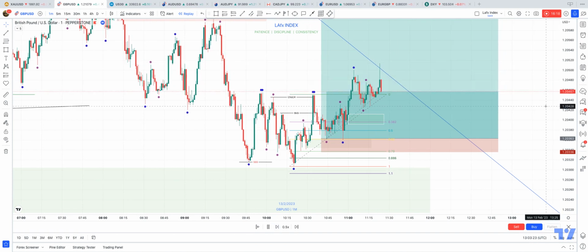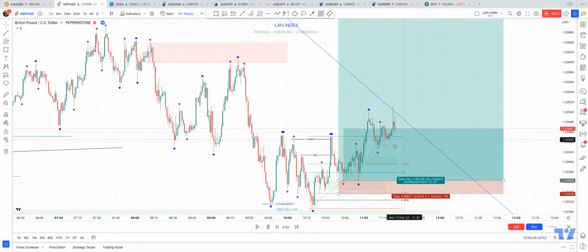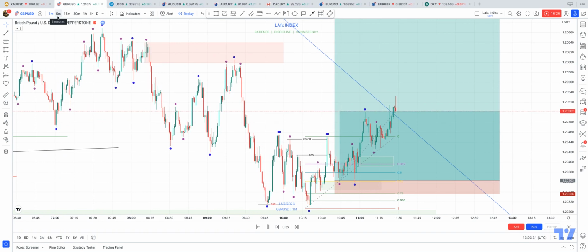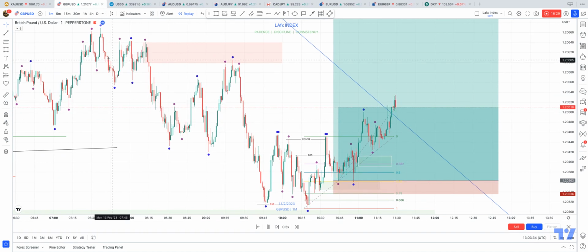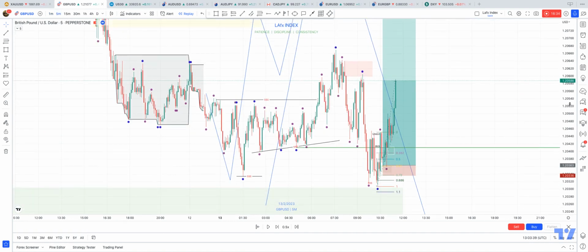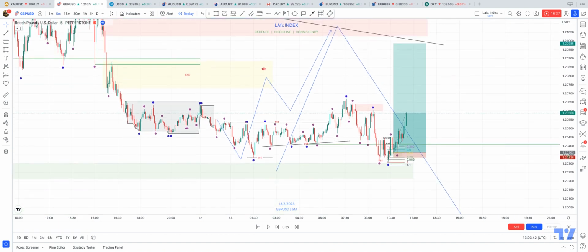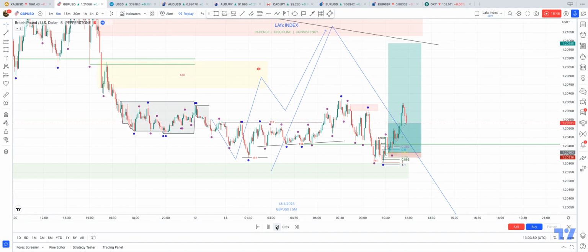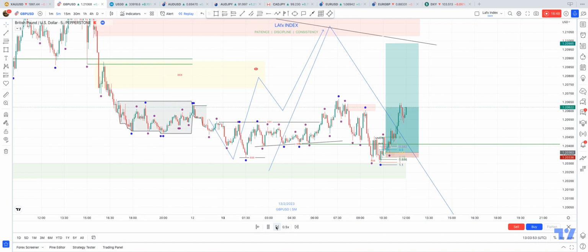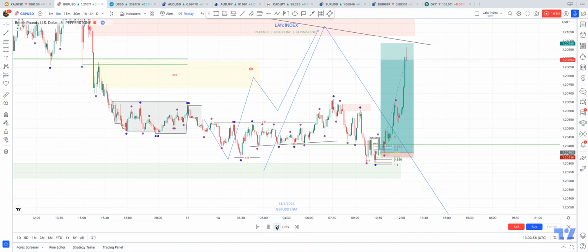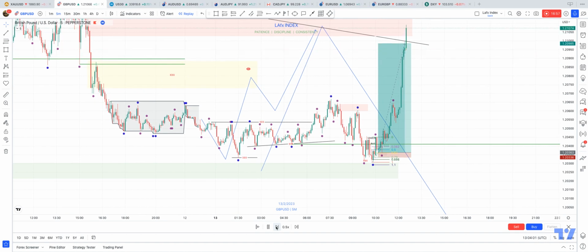Okay, price left us, so we're only going to have the one entry, which is good. It's 1 to 23, which is perfect. So let's go on the 5 minutes, so we can see how price plays out. Yeah, there you go. TP hit.